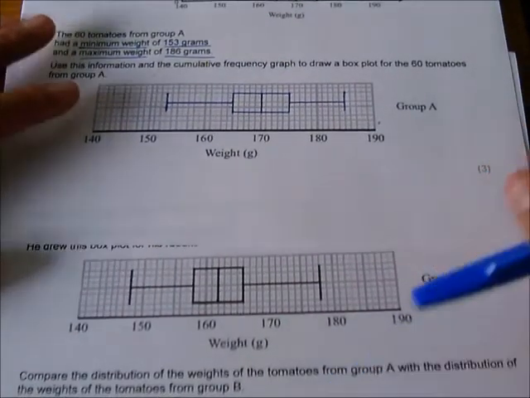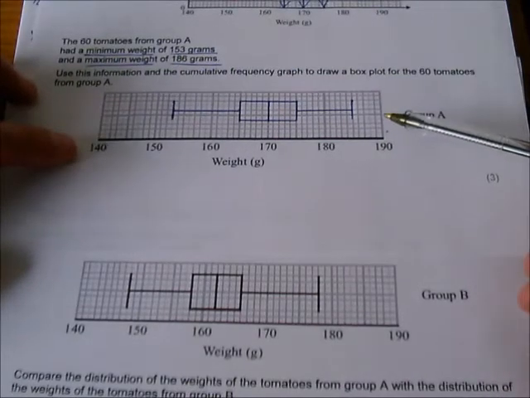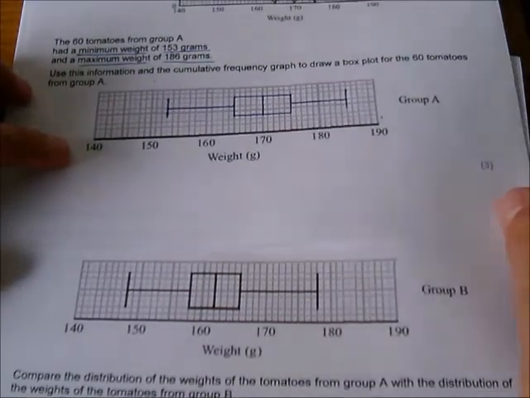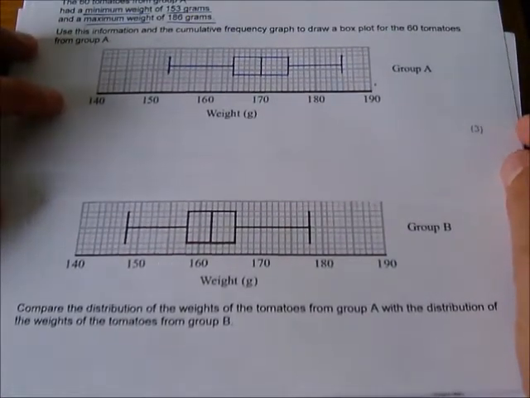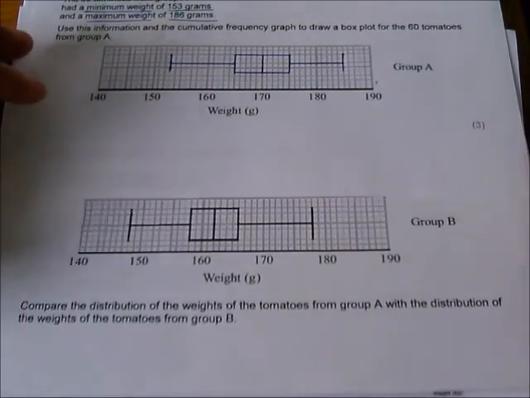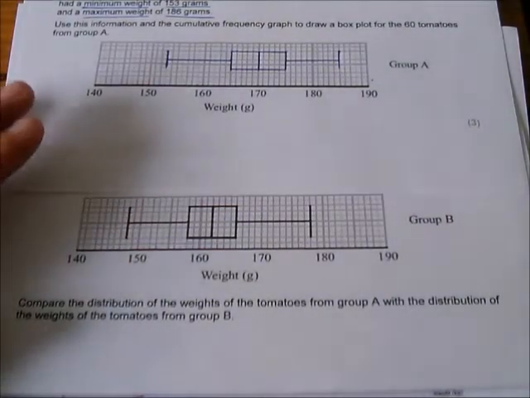So we have the tomatoes from group A, which used a fertiliser, and the tomatoes from group B, which didn't use a fertiliser, and we are asked to compare the distribution of the weights of the tomatoes. So let's have a look at what we notice. Well, you can notice a few things.